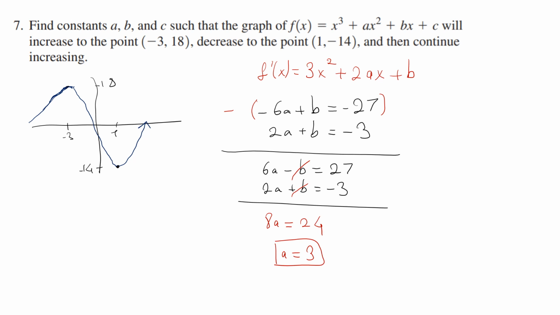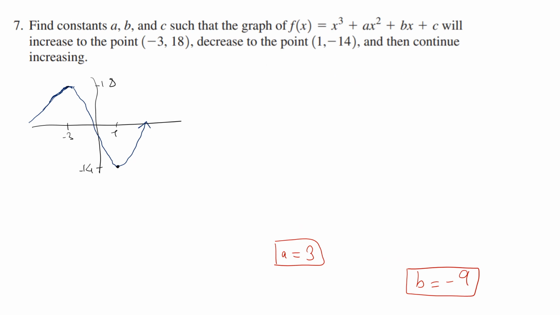From here, I can plug a equaling 3 into one of these equations, doesn't matter. The easiest one for me is the one with 2a, because 6a is just a bigger number, so we can just start with the easiest one. So I'm going to plug in 3 for a, which will give me 2 times 3 plus b equaling -3. Now all I need to do is send the 6 to the other side as negative. So when I do that, I get b equaling -9. So that's my other letter.